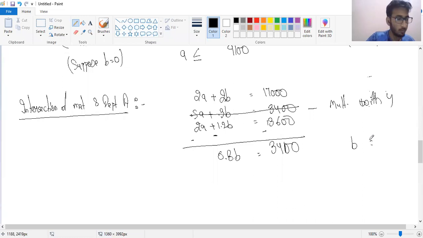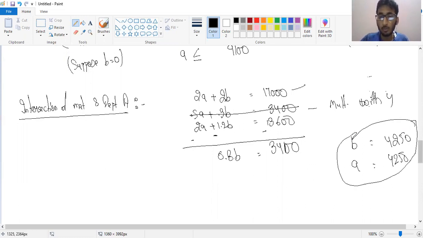So b would be 4250. And by putting the value of b in any of the equation, suppose we put the value of b in equation 1. Multiply by 2, it would be 8500, and 17,000 minus 8500. So it would be 8500 divided by 2, so it would also be 4250. By putting the value in any of the equations, you will get the value of a as well.